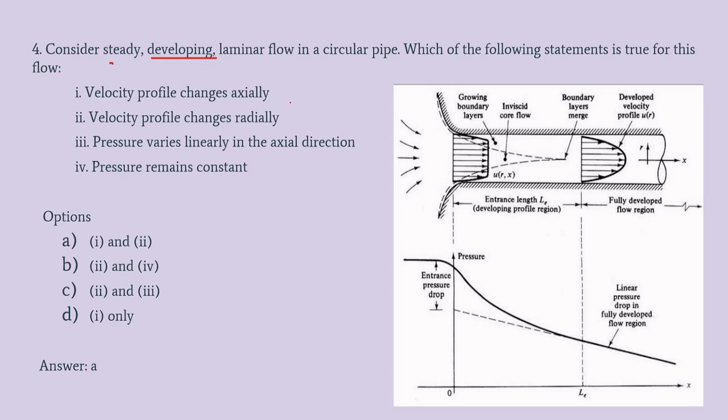And which of the statements are true? The first statement is that the velocity profile changes axially. The second one is that the velocity profile changes radially. The third one is that pressure varies linearly in the axial direction. Then, pressure remains constant.